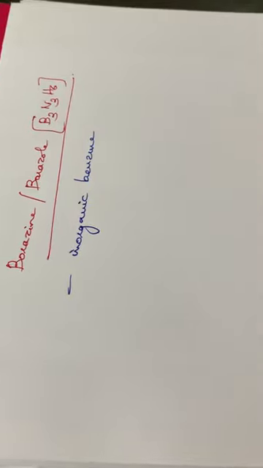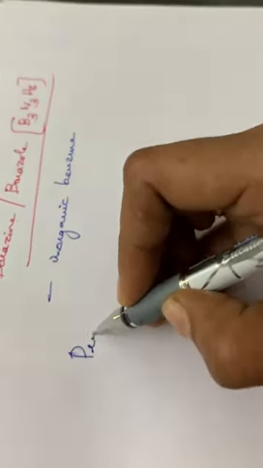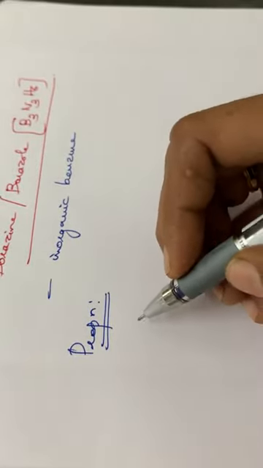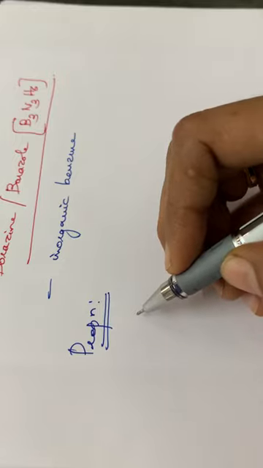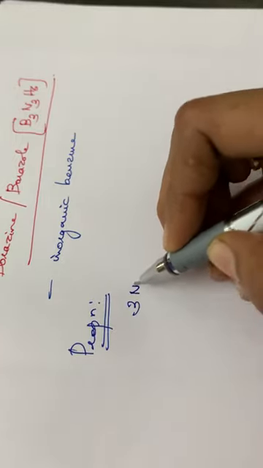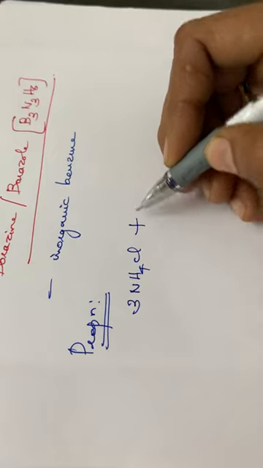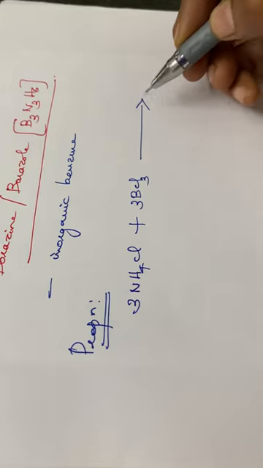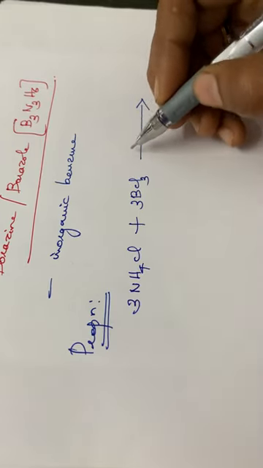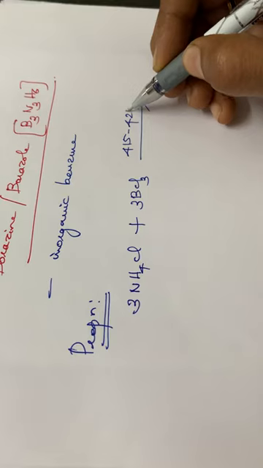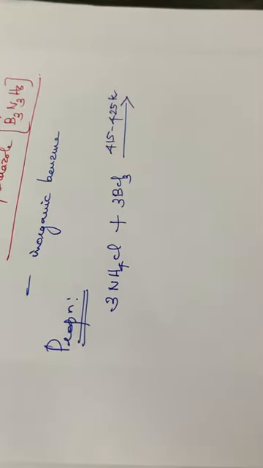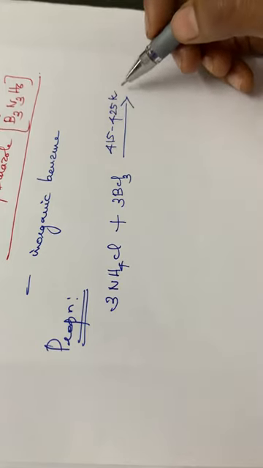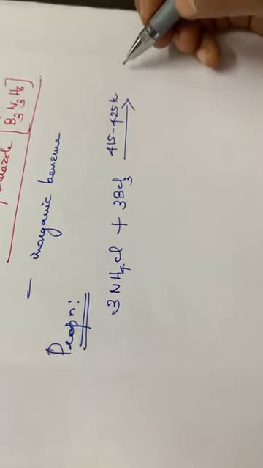Next we can go through the preparation of borazine or borazole. Borazine is prepared by mixing ammonium chloride and boron trichloride. Okay, 3 molecules of NH4Cl, ammonium chloride, plus 3 molecules of BCl3, boron trichloride, when heated to a temperature of 415 to 425 Kelvin, we will be having trichloroborazine. Okay, trichloroborazine. So the structure will be like this.